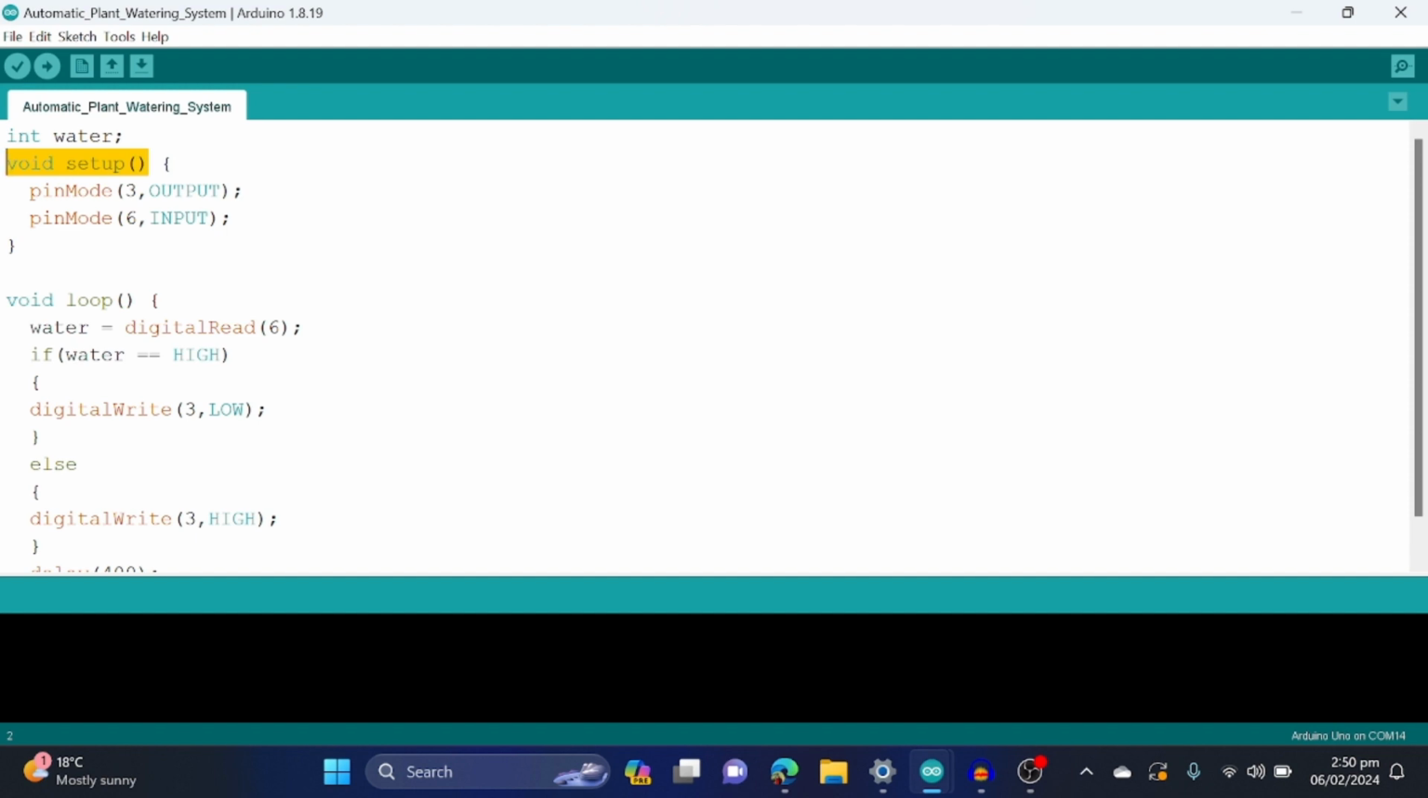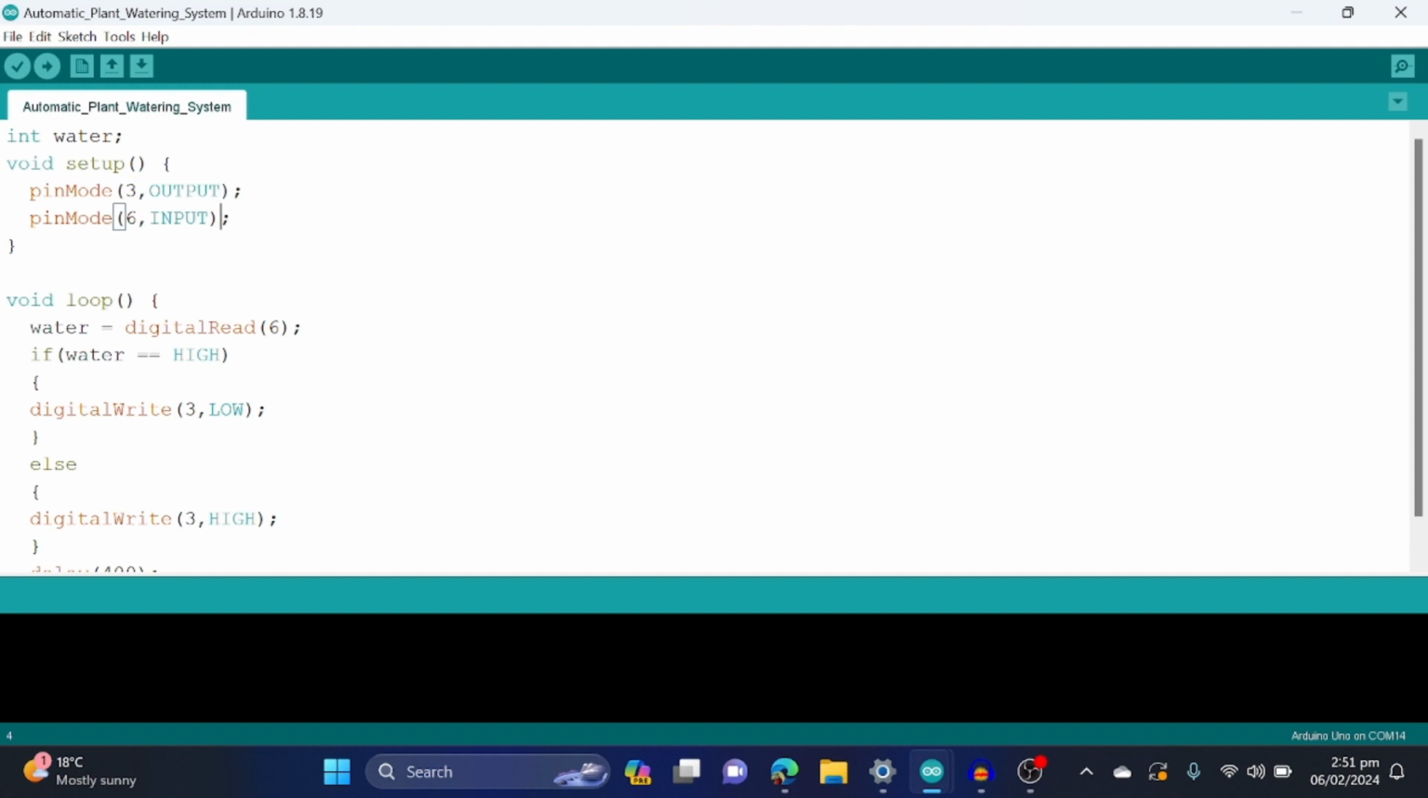Now moving toward the void setup, this is basically where you are setting up what would be the outputs and what would be the inputs. So pinMode 3 OUTPUT. Here you are initializing pins. You have to know everything about the syntax or the command which you are using. In pinMode, the P is lowercase and the M is uppercase. So pinMode 3 means pin number 3, which is D3 on the Arduino board.